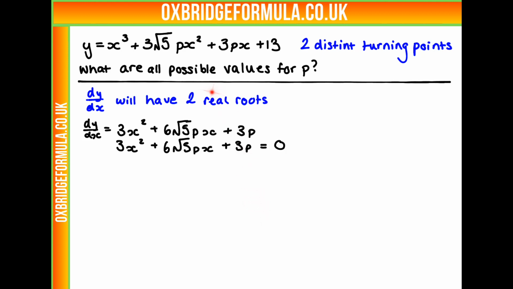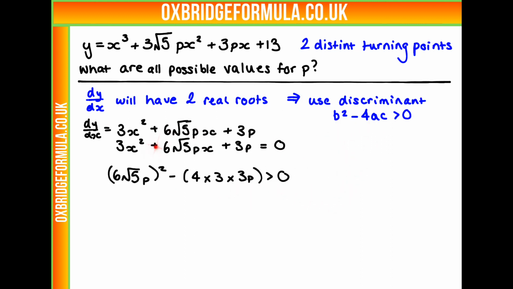So we know it has two real roots. How do we know that? What can we use to find p, knowing that it has two real roots? Well, we can use the discriminant. When our discriminant, b squared minus 4ac, is larger than 0, that means that we have two real roots. So let's use this on our equation we just worked out to find p.